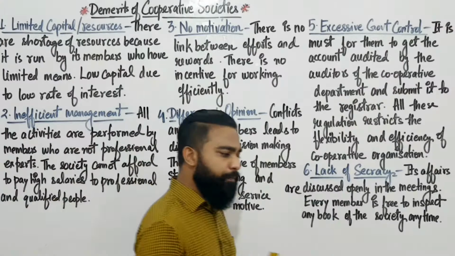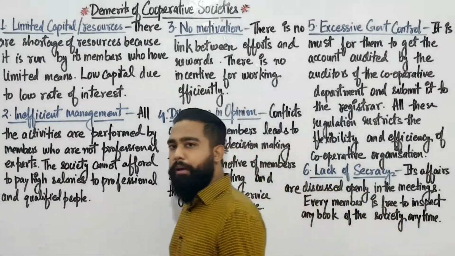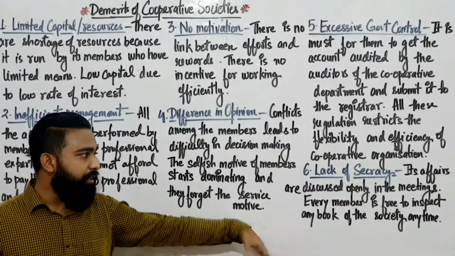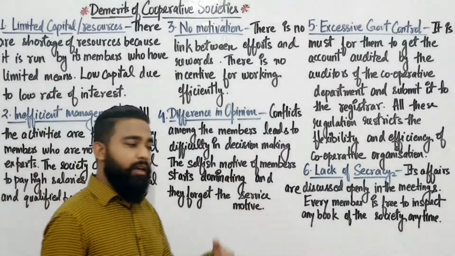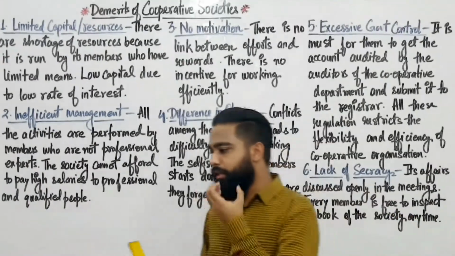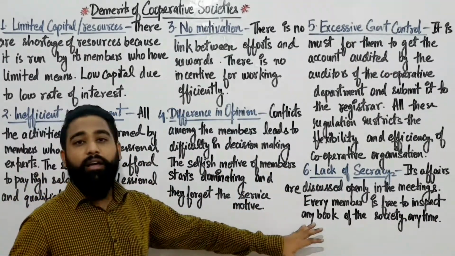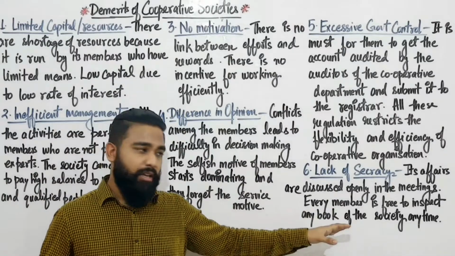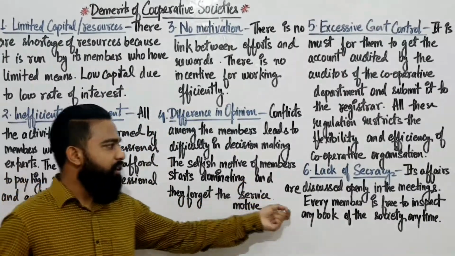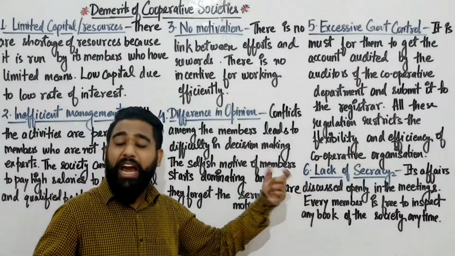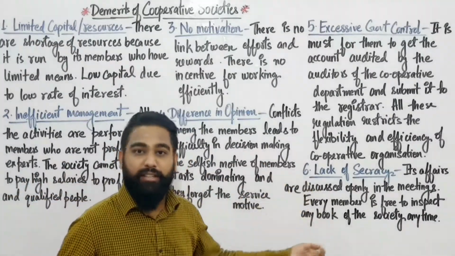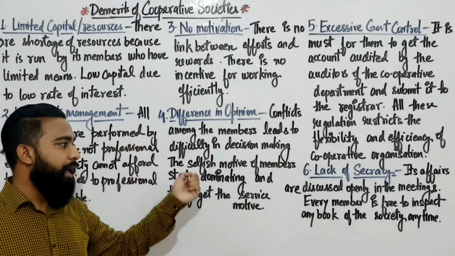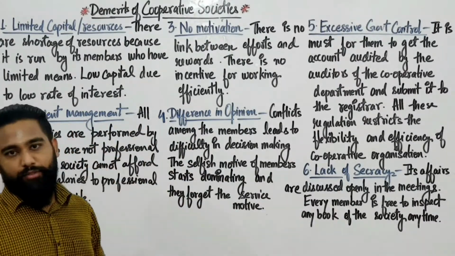So this leads to bad deeds also. Some members, for their selfish motives, can tell the things of the cooperative society to others, and therefore they can create problems in the cooperative society. So due to selfish motives, the secrecy clause is destroyed. Actually, it should be an advantage, but some people use it as a disadvantage and use their selfish motives while knowing every aspect of the cooperative society.